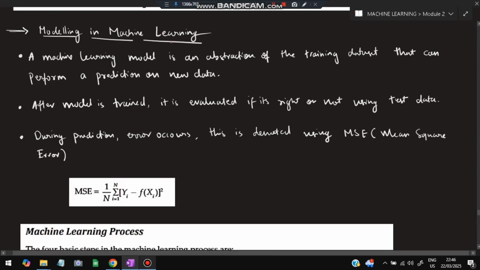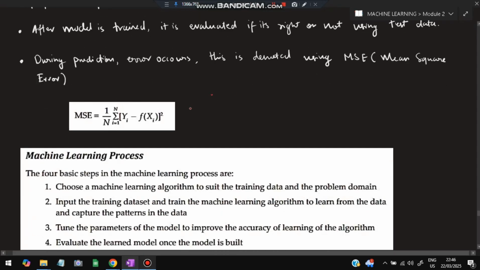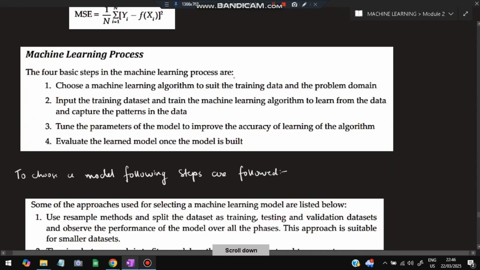Next topic is modeling in machine learning. We have learned the machine learning concepts. Now, how to put all of that into a model is what is called modeling in machine learning. Okay, so we'll be using this formula to reduce the errors that happen during execution. Next, four steps are there.